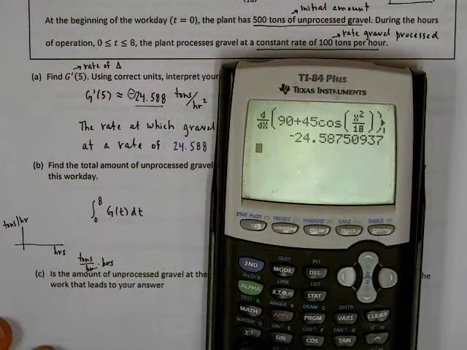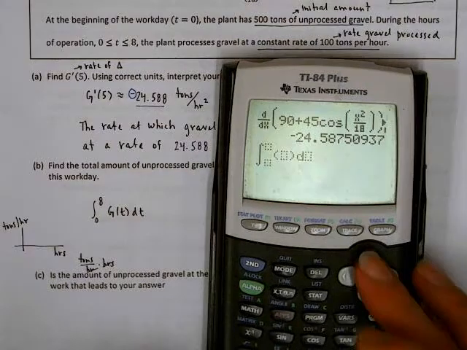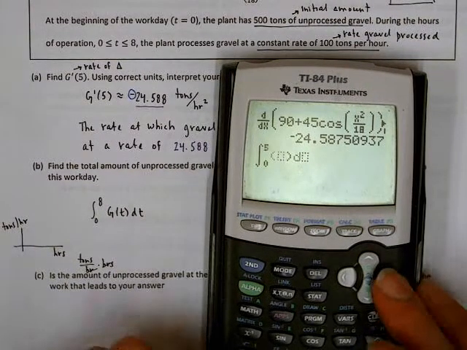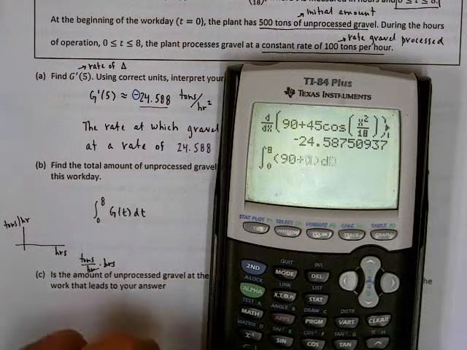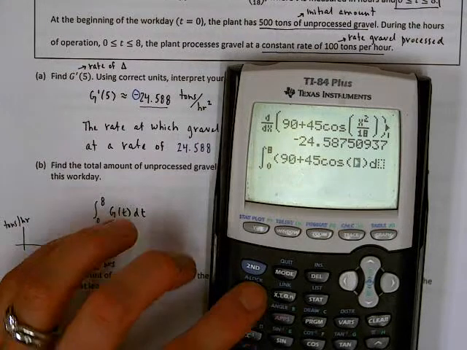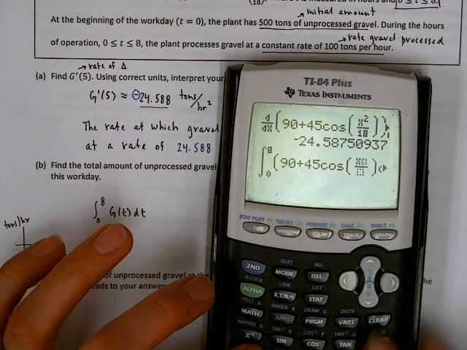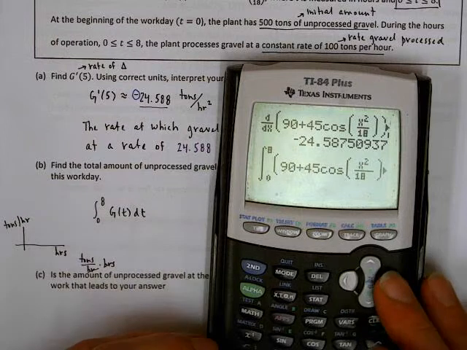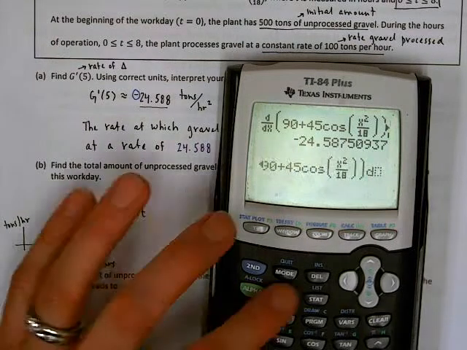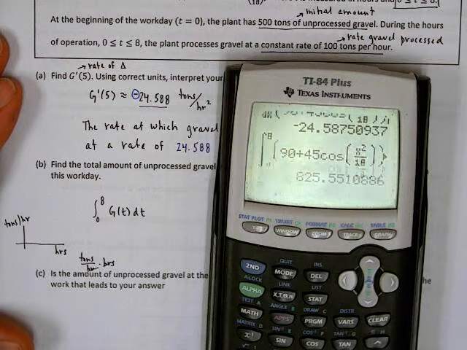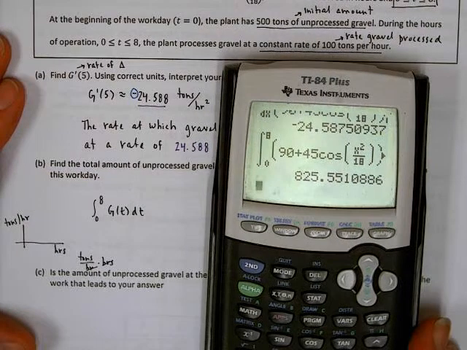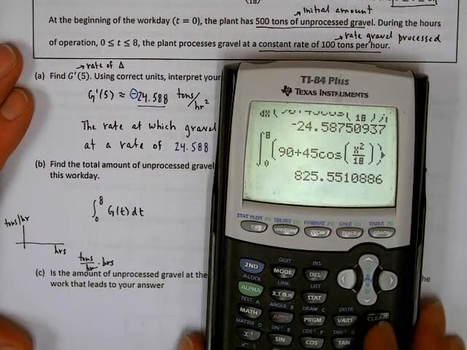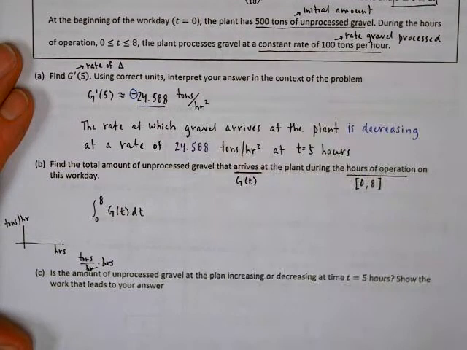So again, I'm going to use Math 9 here, use my calculator from 0 to, not 5, from 0 to 8, 90 plus 45 cosine of x squared over 18 dx. And I get 551 tons.